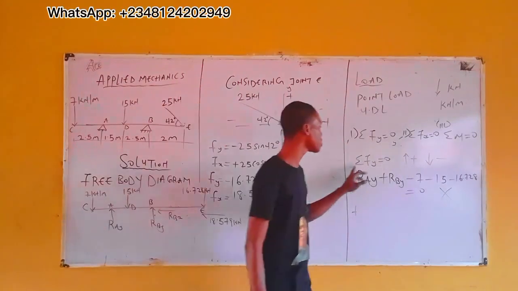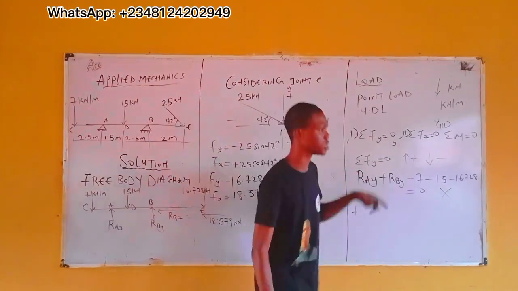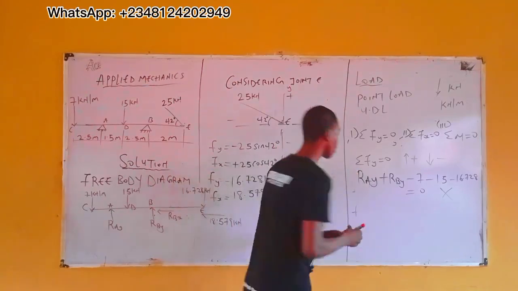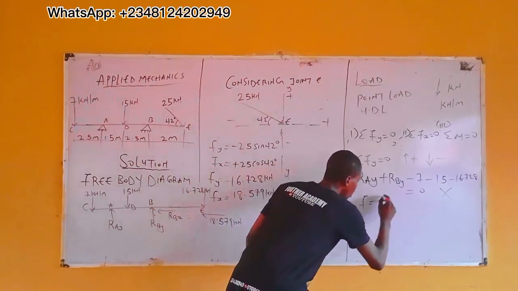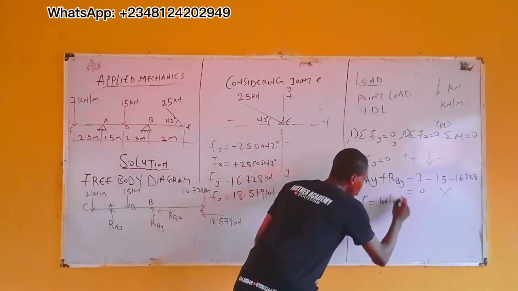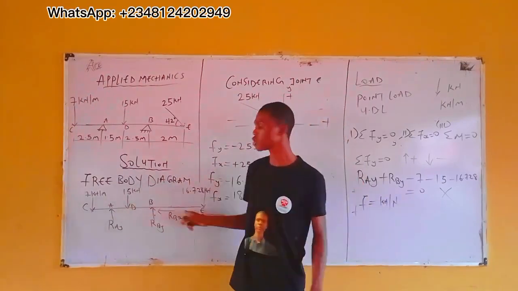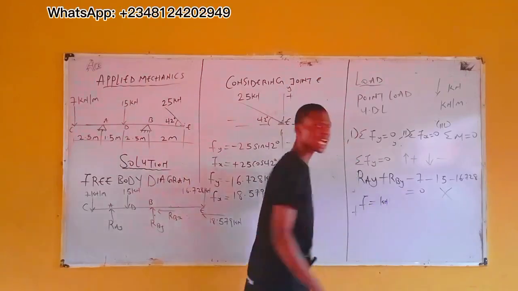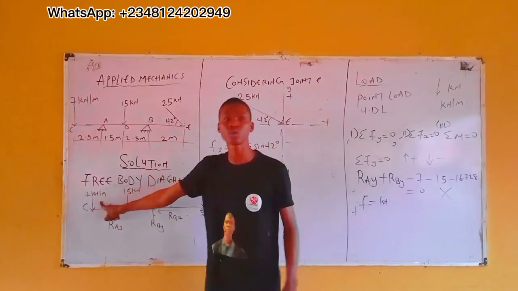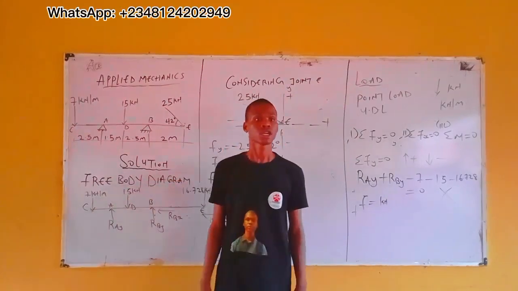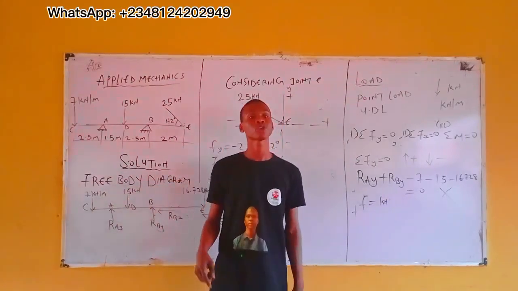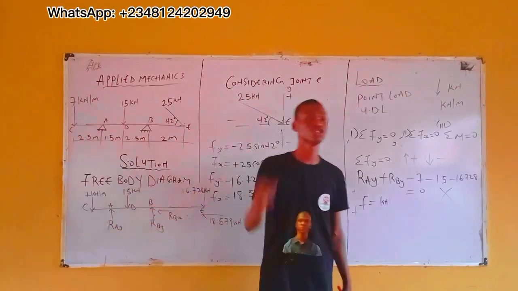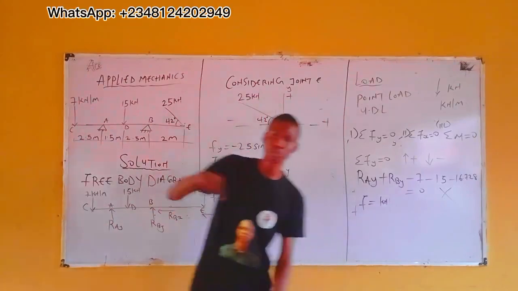When we are considering this summation, f of y equals to 0, meaning force. What's the unit of force? Force is measured in what? Kilonewton or Newton. In this case, they are using kilonewton, meaning my force now is what? Kilonewton. But check your 7 kilonewton. Check this 7. What's the unit? Kilonewton per meter. So what that means is that this type of force is called a UDL, uniformly distributed load.